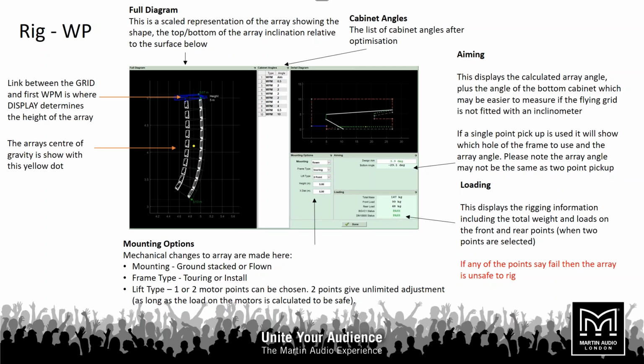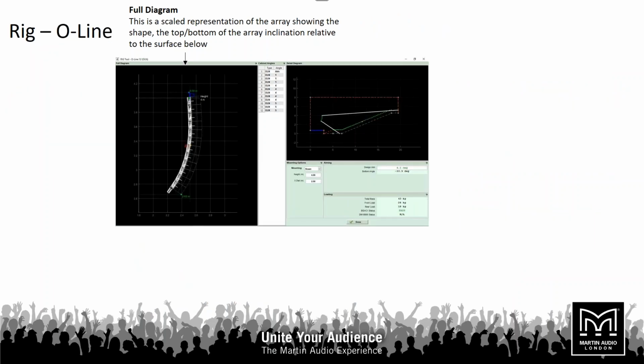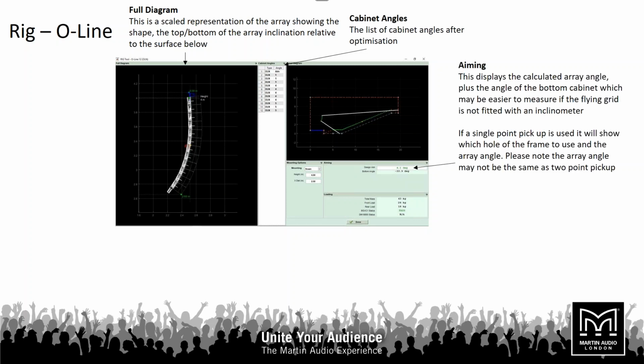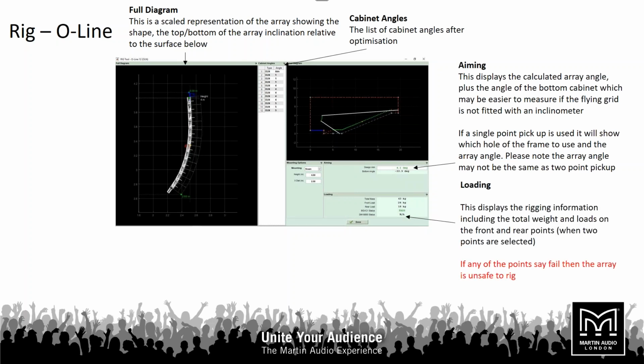And back on the array diagram here, we can see that the link grid between the first WPM is where display determines the height of the array, and it shows us the center of gravity in the form of that yellow dot there. With O-line, we can see, again, it's a scale representation of the array showing the shape, the top and bottom of the array, and the inclination. The cabinet angles again in the middle there. The aim is exactly the same as previously. And the loading, again, is exactly the same as the WP. If it says fail, then please do not rig the array.